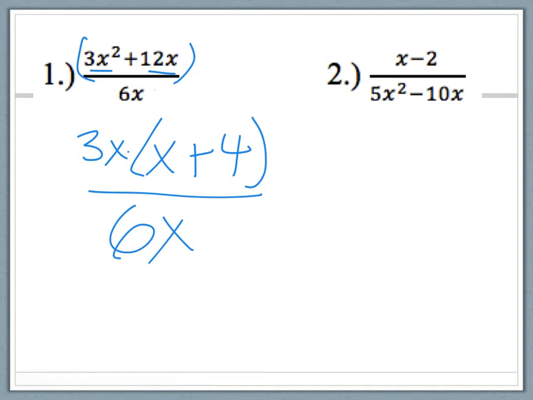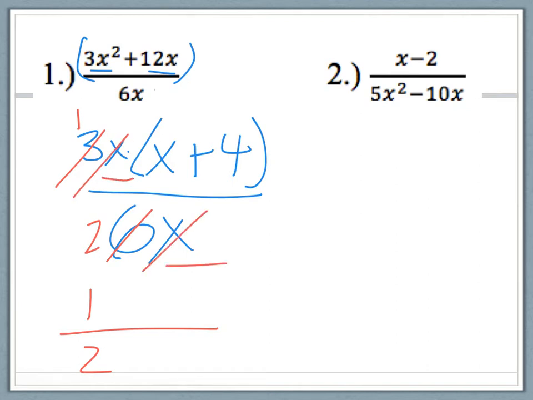Same thing we just did. I see our numbers 3 and 6. 3 can go into both of those. 3 goes into 3 one time. 3 goes into 6 2 times. So I'm going to put a 1 on top and a 2 on the bottom. Now we have an x and an x that I can cancel. Those just go away, so I don't have any x's. And on top I have an x plus 4. You can keep the 1 there, or we can just rewrite this as x plus 4 over 2. Since this is x plus 4, that's a package deal. We can't cancel that 4 and that 2. So this is my answer.